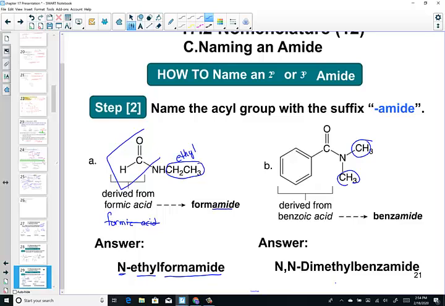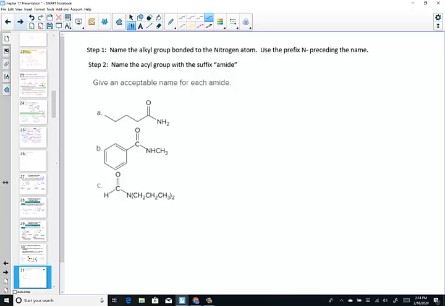Notice in letter B, we said the parent name was benzamide. But now, of course, there are 2 attachments to the nitrogen, so N,N-dimethyl benzamide. We have to let you know what the alkyl groups are on the nitrogen, and you do so by just using a letter N to designate the attachments.